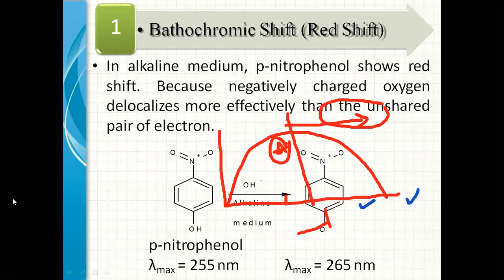We'll discuss some examples. In alkaline medium, paranitrophenol shows red shift because the negatively charged oxygen delocalizes more effectively than the unshared pair of electrons.